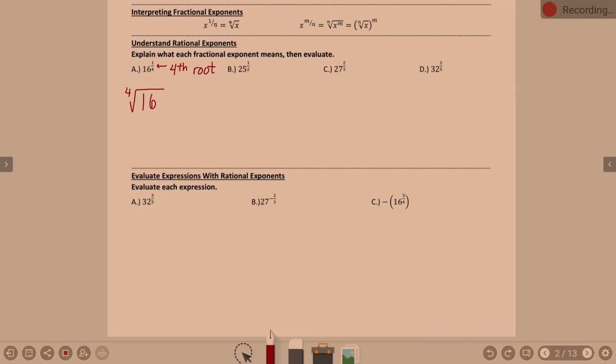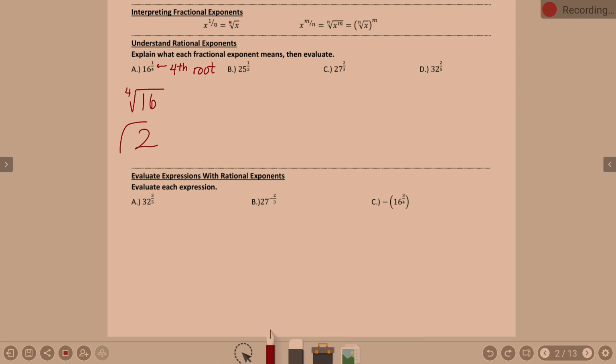Evaluate. What is the 4th root of 16? 2? Is that one we already did? I think so. Yeah, we did a fourth root of 16 up top. So 2 times 2 is 4, times 2 is 8, times 2 is 16.